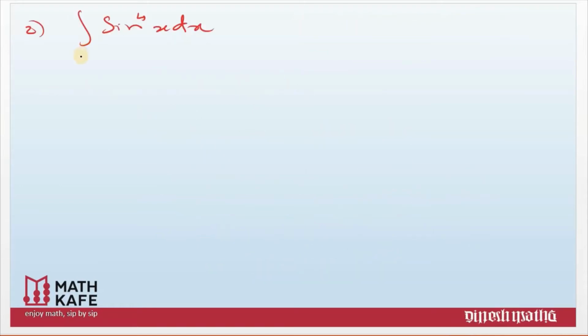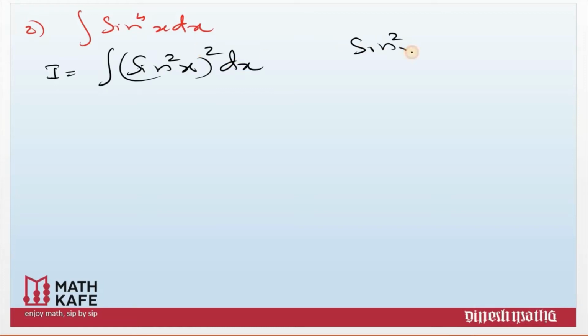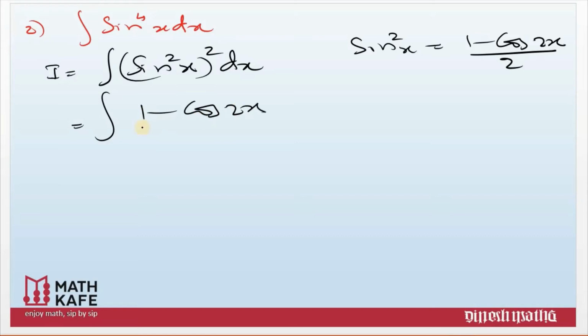Let us see one more example. Integral sine raised to 4x dx. As you know, we haven't learned any formula for sine raised to 4x. Don't worry, the approach will be the same. First you should write sine square x the whole square dx. And recall the formula: sine square x is equal to 1 minus cos 2x divided by 2. Coming back here, this will become 1 minus cos 2x by 2 the whole square dx.